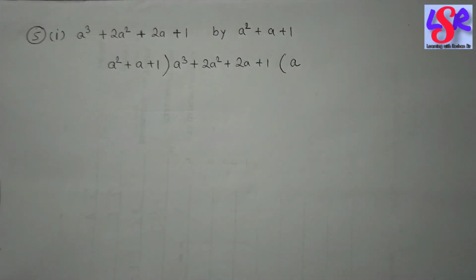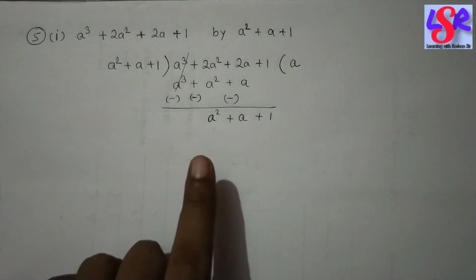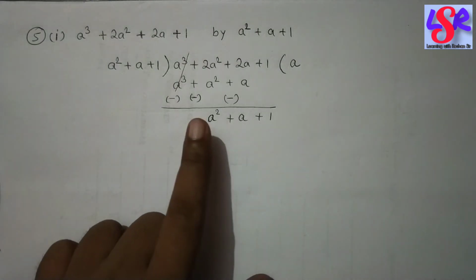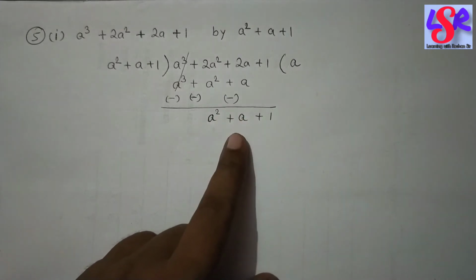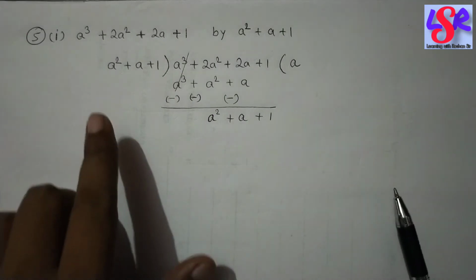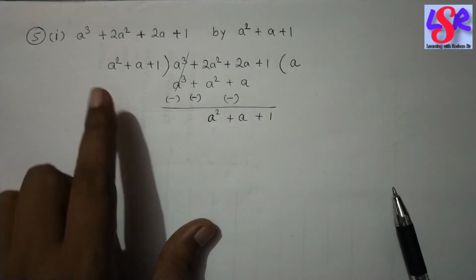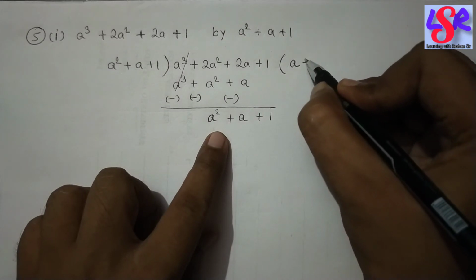Now we'll subtract the second terms, and we have changed the sign over here. On subtracting, we got a square after subtracting 2a square by a. Then 2a minus a we got a. Then 1 is copied from here. Now we'll see what we multiply in a square to get a square, and we see that we get this one by multiplying by 1.